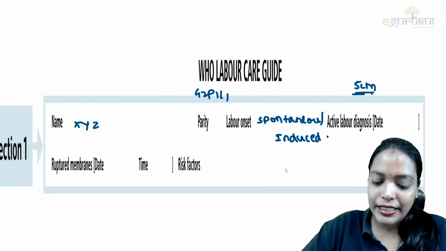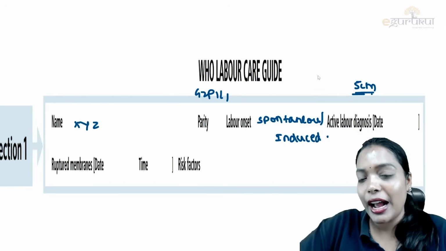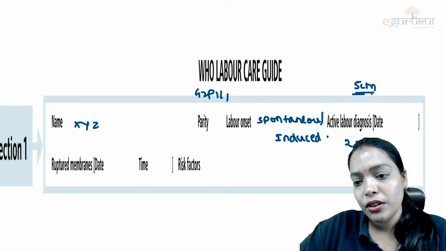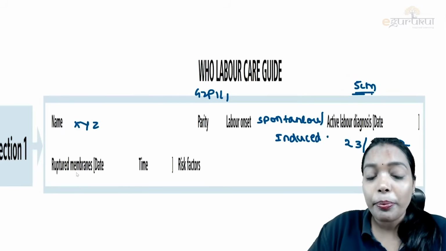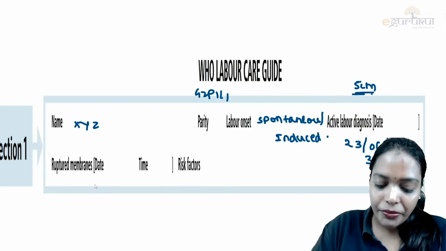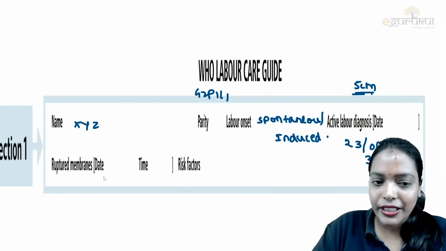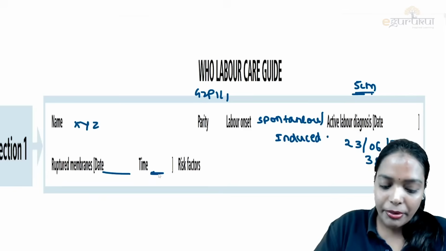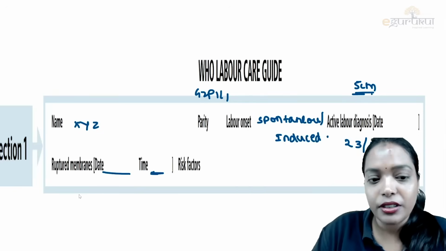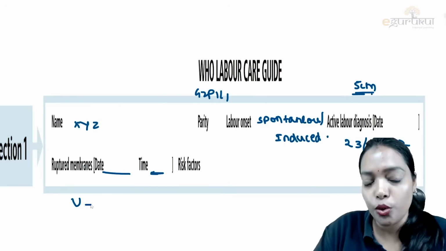Okay. So for example, let us take that our patient has gone into active labor on 23rd June. So you're going to write it as 23rd June 2022 and whatever time, 3 p.m. or something like that. Next, ruptured membranes. So when did the membranes get ruptured? Again, you're going to write the date and time. Whatever date and time her membranes got ruptured, you have to write it. If you don't know when her membranes got ruptured, you're going to write it as U, that is unknown.